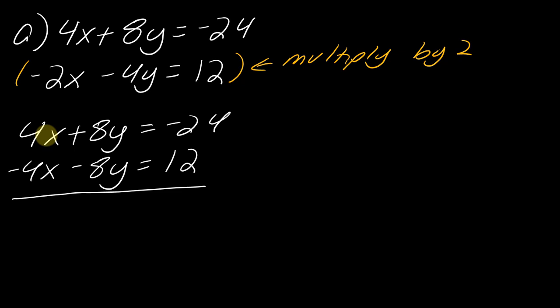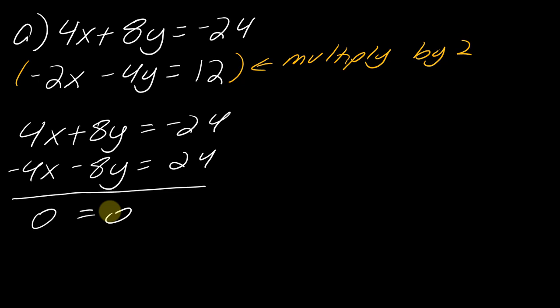Now I've got 4x minus 4x, so that's 0. 8y minus 8y, also 0. And oops, I forgot to multiply this by 2, didn't I? Sorry, my bad. And -24 plus 24, also 0. So this is another result that you can get with a system. I get 0 equals 0.